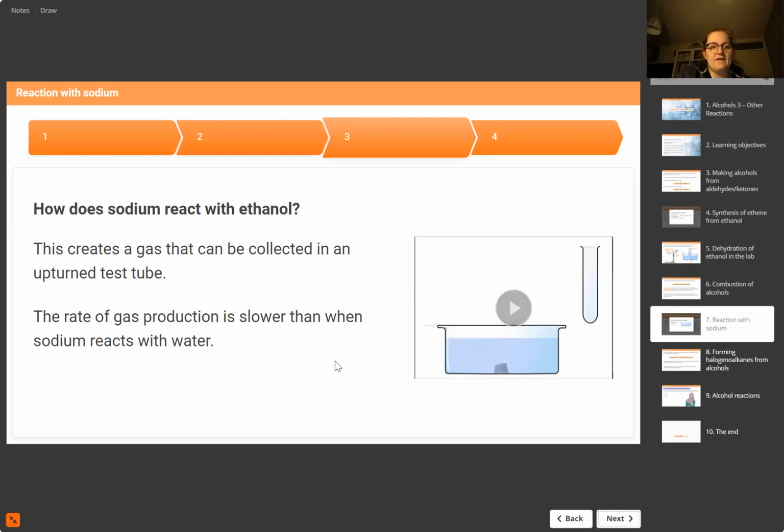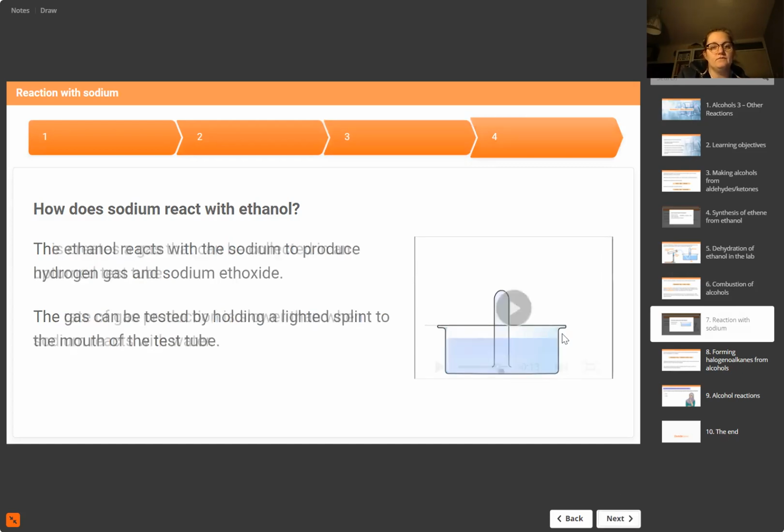What's going to happen is that's going to create gas. We can collect that gas in a tube. So we can put an upturned test tube in there and collect that gas. And the rate of gas production is slower than when sodium reacts with water. So the ethanol reacts with the sodium to produce hydrogen gas and sodium ethoxide. And the gas can then be tested by holding a lighted splint to the mouth of the test tube.